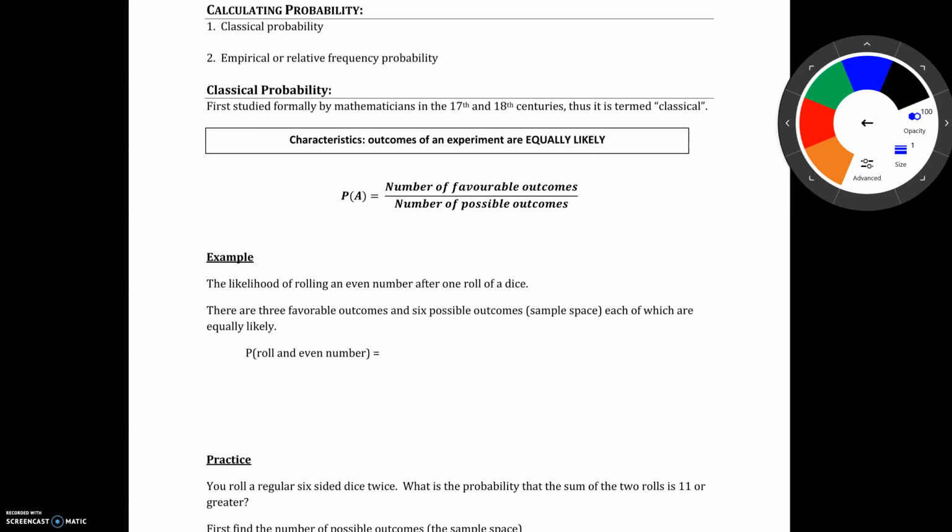Welcome back. This next video, part 2, continues on our initial Module 7 probability notes. In it, we're going to look at calculating probabilities for simple events.